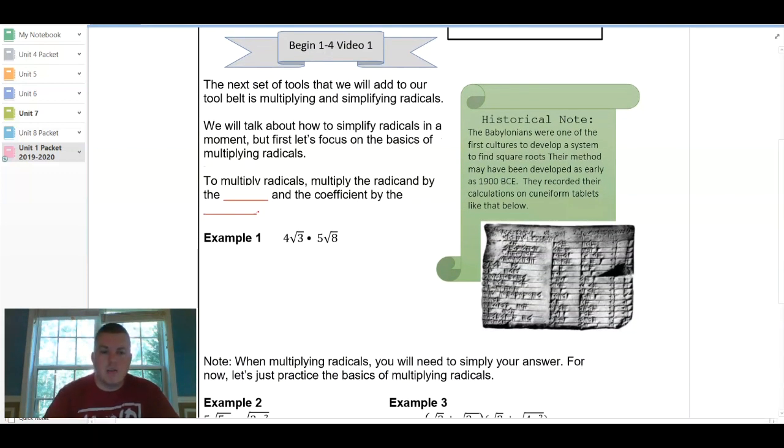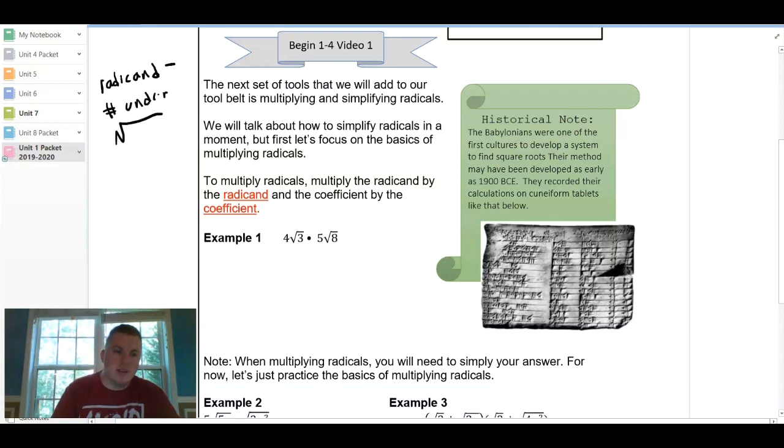So to multiply radicals, we're going to multiply the radicand by the radicand and the coefficient by the coefficient. Just backing up on that terminology a little bit, if you aren't familiar with what a radicand is, it's the number that is under the radical. So I'm just going to jot that down off to the side here. The radicand is the number under the square root symbol, or the radical. So when we're multiplying, we're going to multiply the two numbers that are underneath the radicals together.